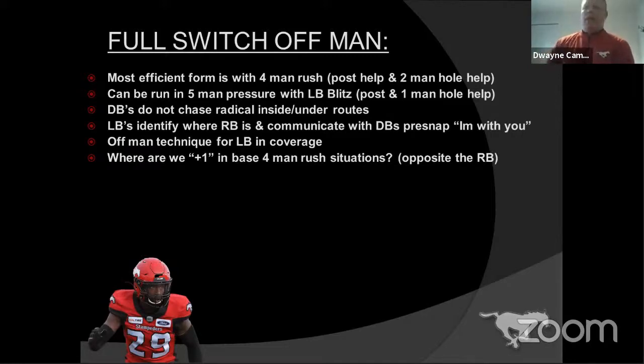And what I mean by that is because we're going to drop both linebackers into the hole, the side opposite the running back, we're actually going to have plus one. So if they have three receivers, we're going to have four defenders. If they have two receivers, we'll have three defenders, right? So we'll always have a defender on that side of the field who is free to pick up an underneath crossing route from the running back side, okay?